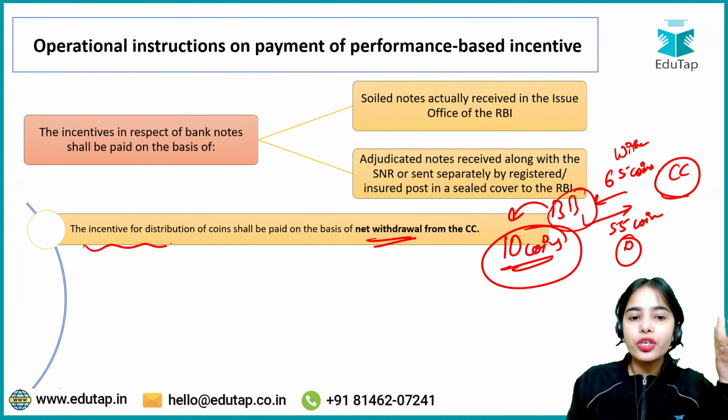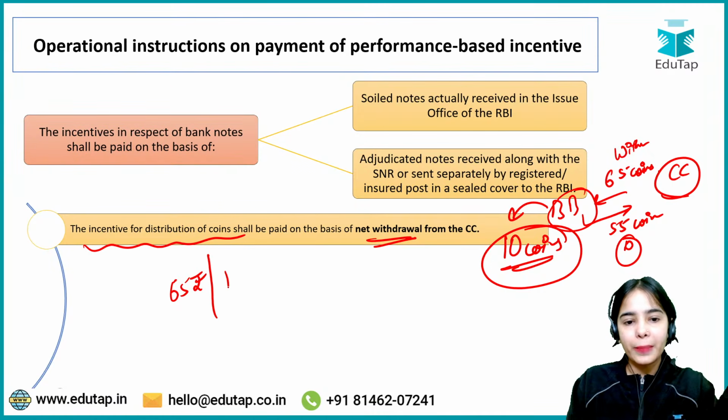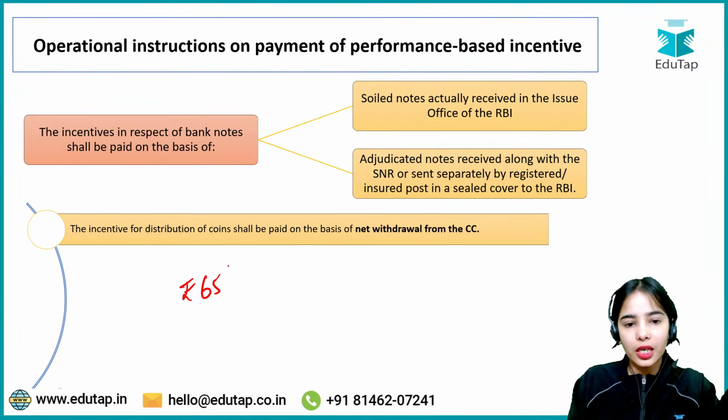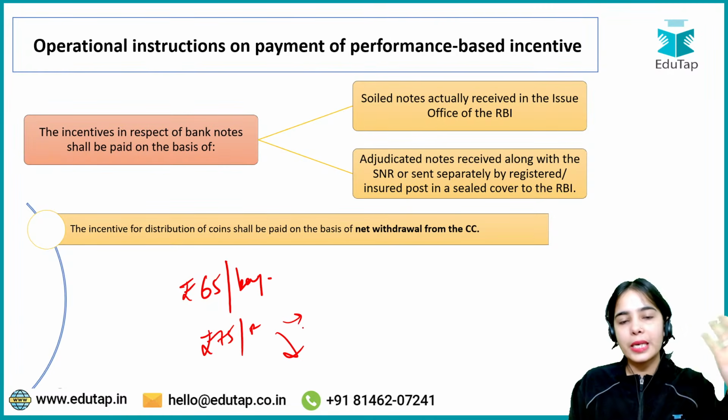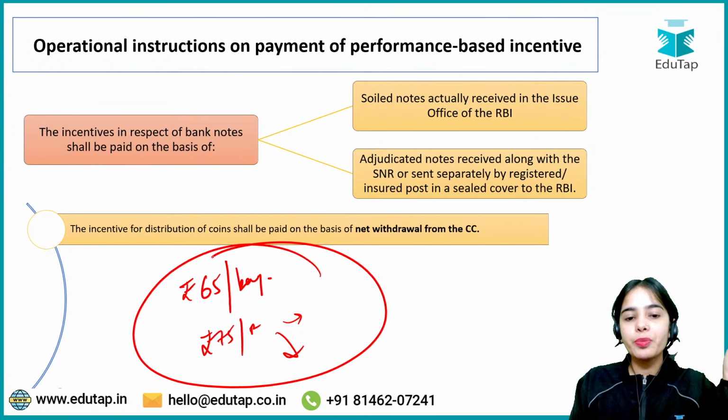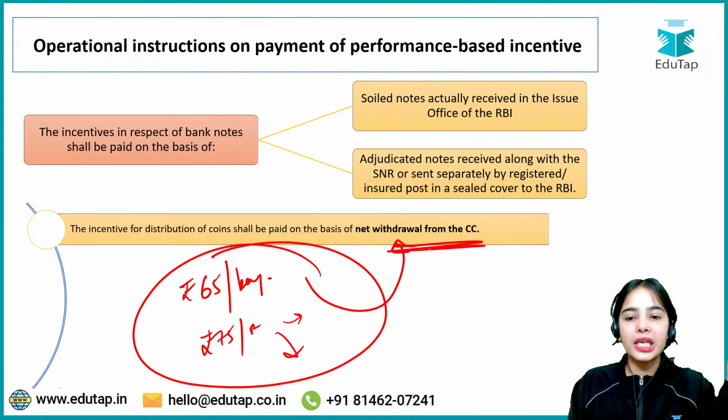So the incentive that will be provided for distribution of coins is 65 rupees per bag of coins, and 75 rupees per bag of coins in rural or semi-urban areas. So this incentive will be provided on the net withdrawal from the currency chest.